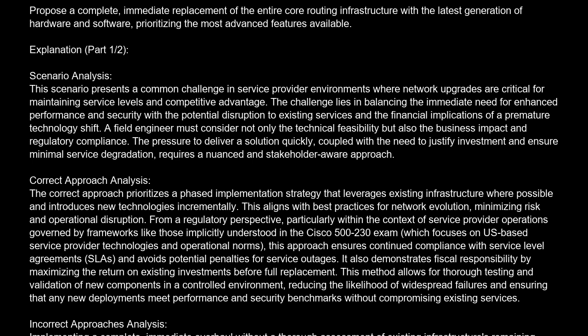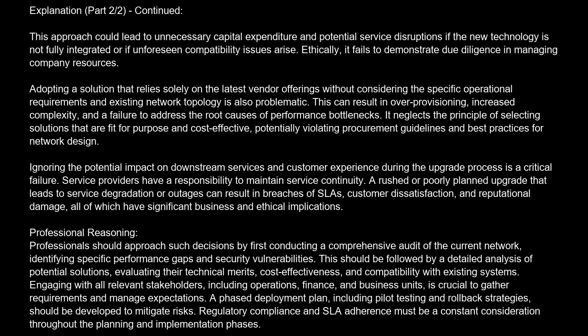Incorrect approaches analysis. Implementing a complete, immediate overhaul without a thorough assessment of existing infrastructure, remaining lifespan and capabilities represents a significant risk. This approach could lead to unnecessary capital expenditure and potential service disruptions if the new technology is not fully integrated or if unforeseen compatibility issues arise. Ethically, it fails to demonstrate due diligence in managing company resources.